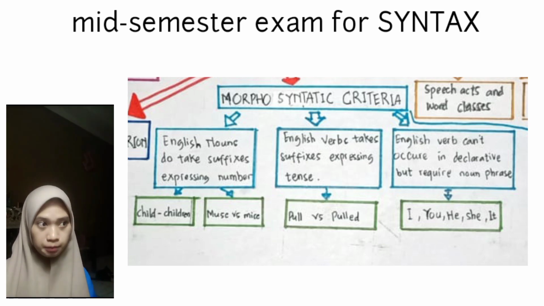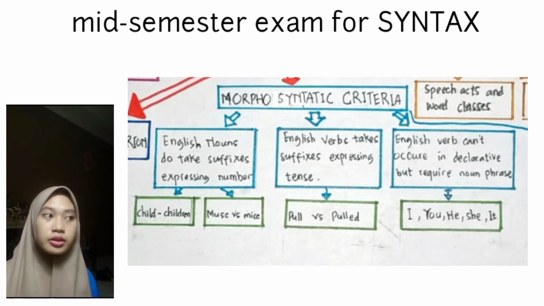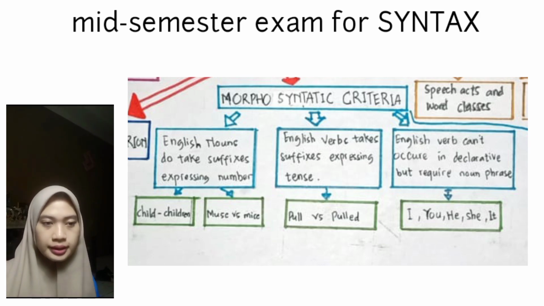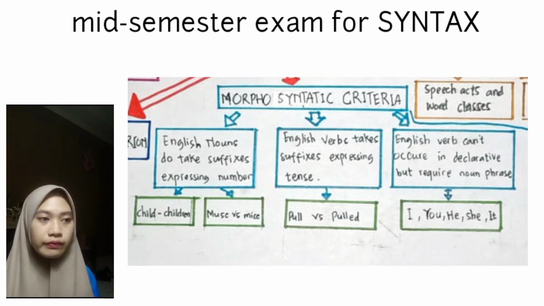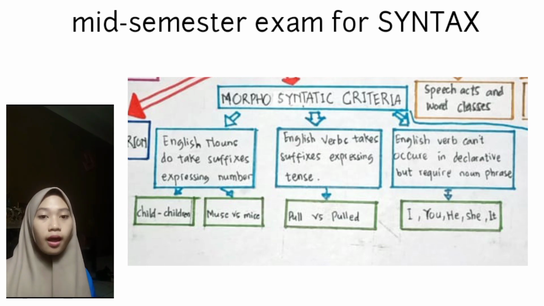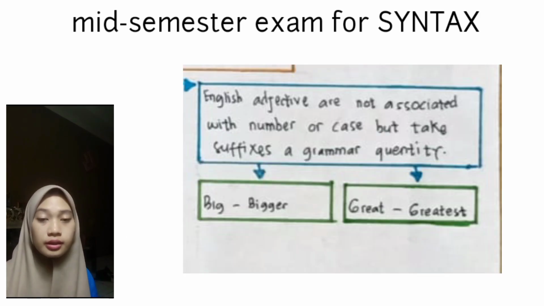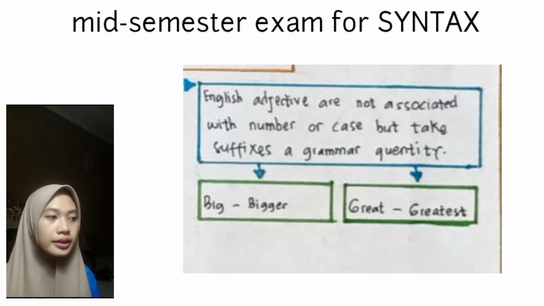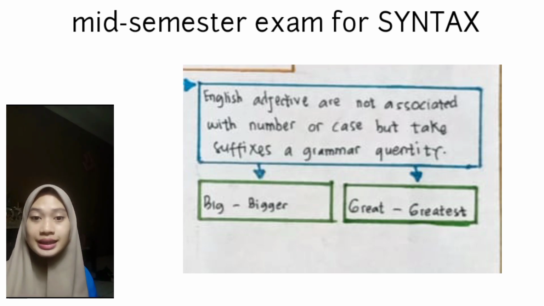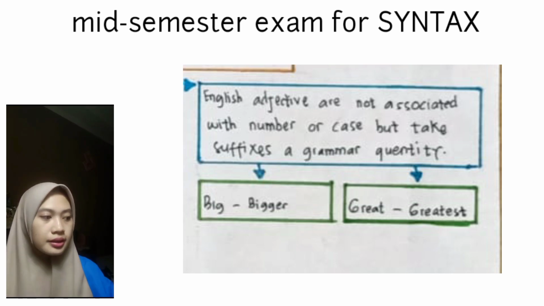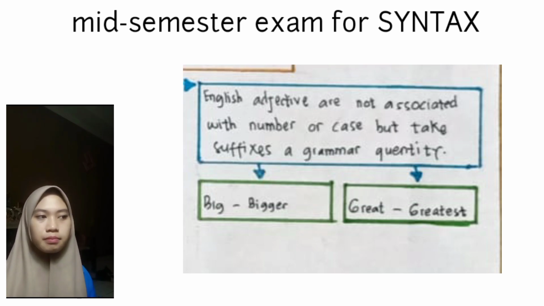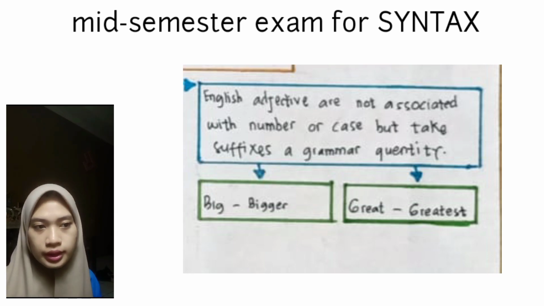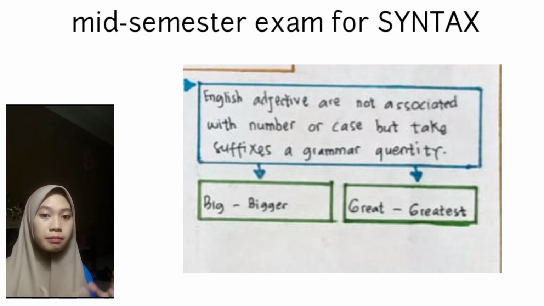English nouns do take suffixes expressing number. The example, child becomes children, mouse becomes mice. The second, English verbs take suffixes expressing tense. The example, pull becomes pulled. The third, English verbs cannot occur in the relative noun phrase required position. The example, I, you, he, she, it. Next, English adjectives are not associated with number or case but take suffixes for grammatical quantity. The example, big becomes bigger, great becomes greater.